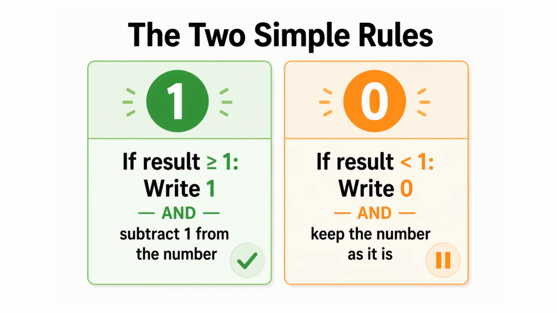Now, let me show you the 2 rules you need to remember. Rule 1, if the result is 1 or greater, write down a 1 and subtract 1 from the number. Rule 2, if the result is less than 1, just write a 0 and keep the number as it is. Pretty simple, right?